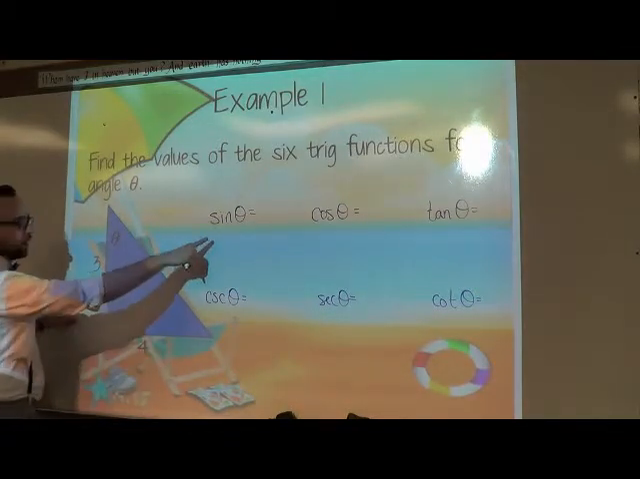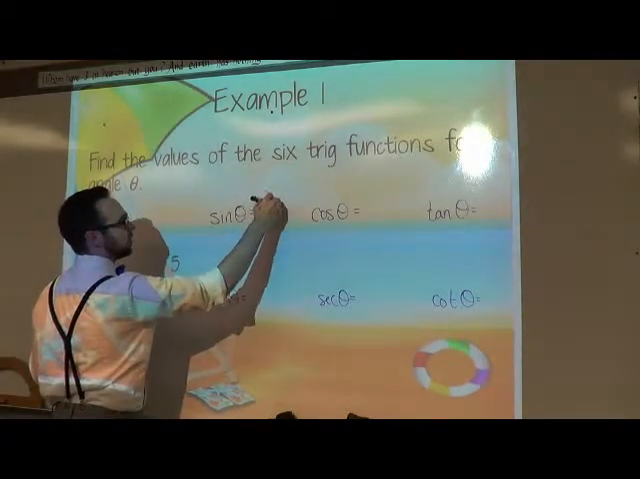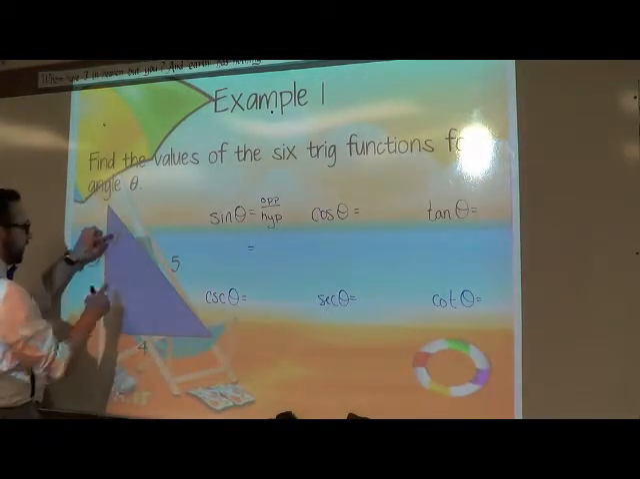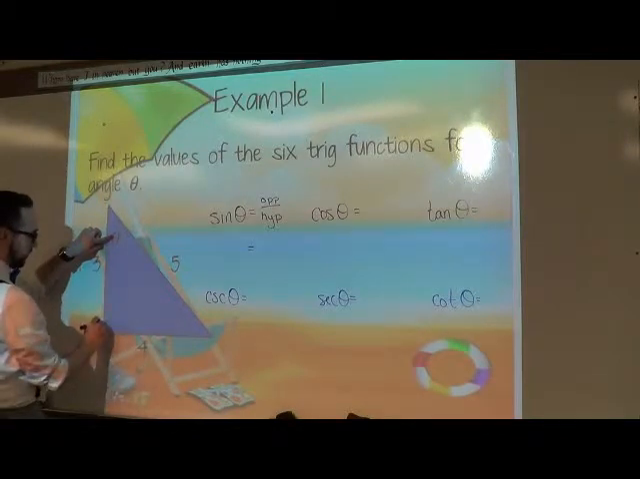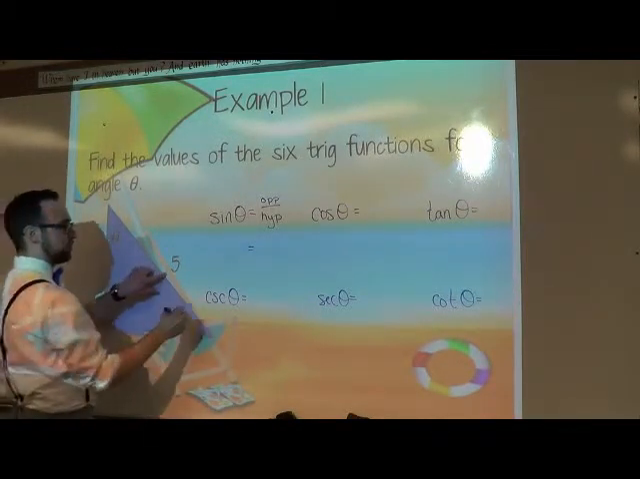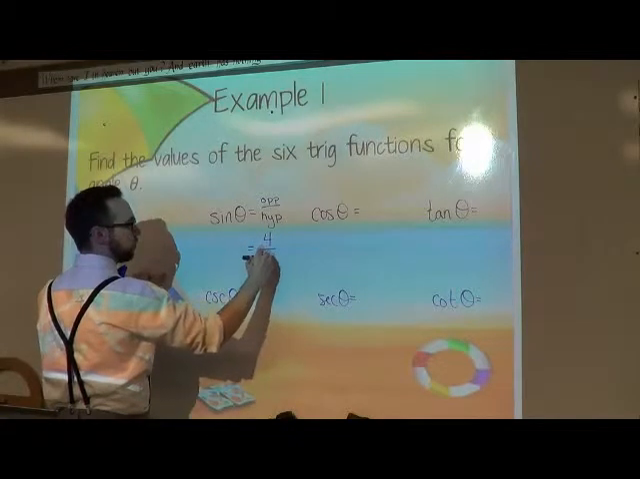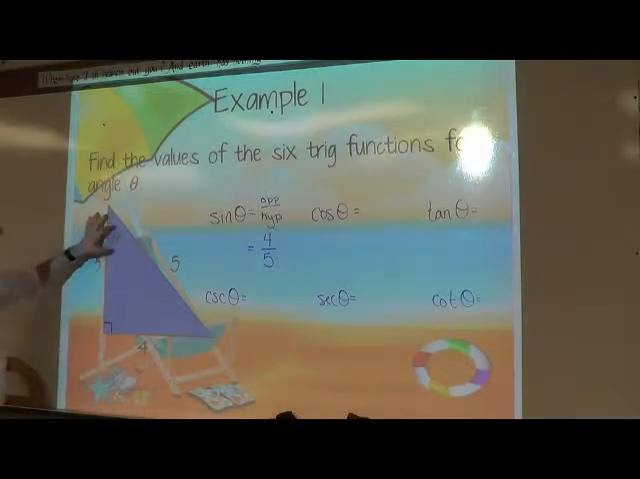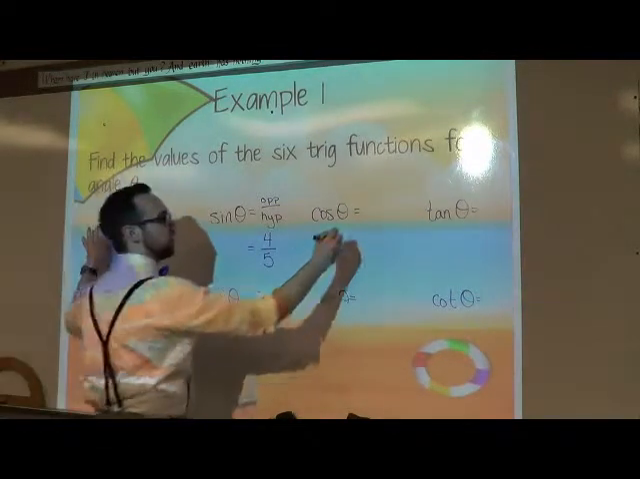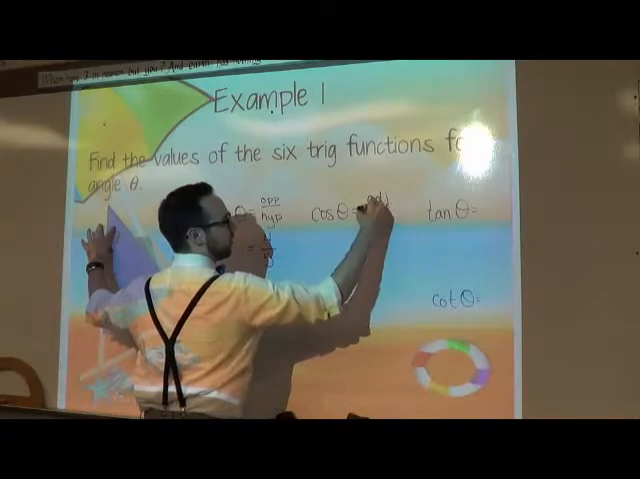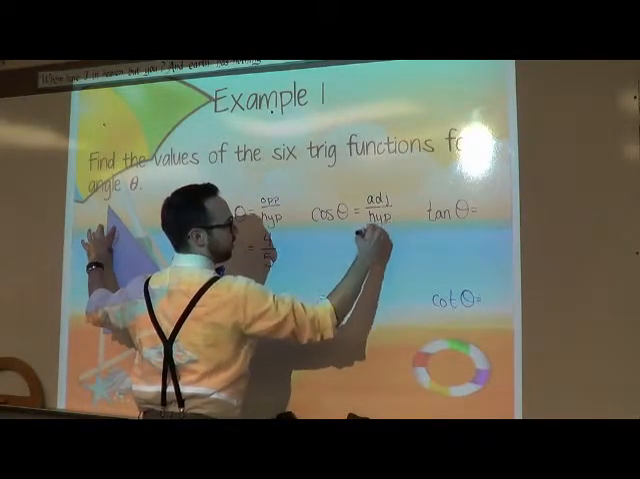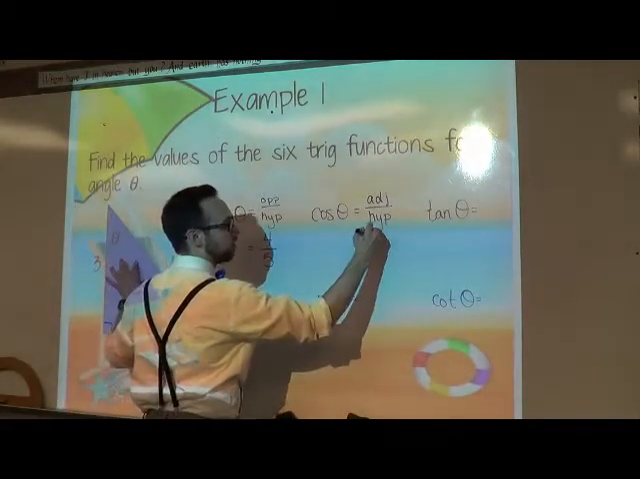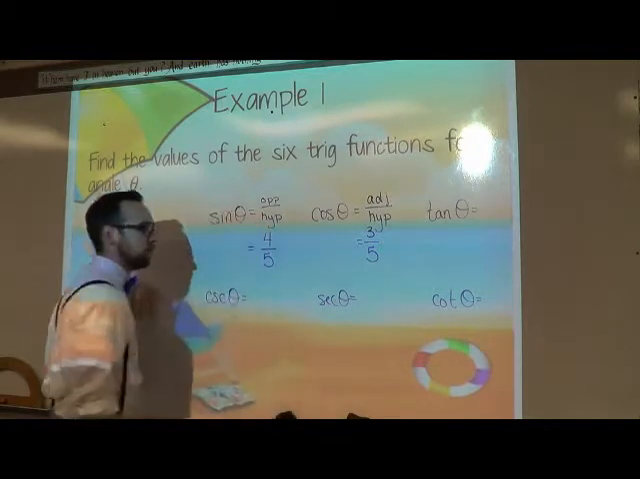Alright, so sine is always the opposite over the hypotenuse. Well, the opposite of theta is 4, and this is my right angle, which means my hypotenuse is 5. So this is 4 over 5, and that's all it is. It's a ratio. Cosine. Well, here's my theta. Cosine is always the adjacent over the hypotenuse. So what side is adjacent to theta? It's the 3. Can't be the hypotenuse, so it has to be 3 over 5.